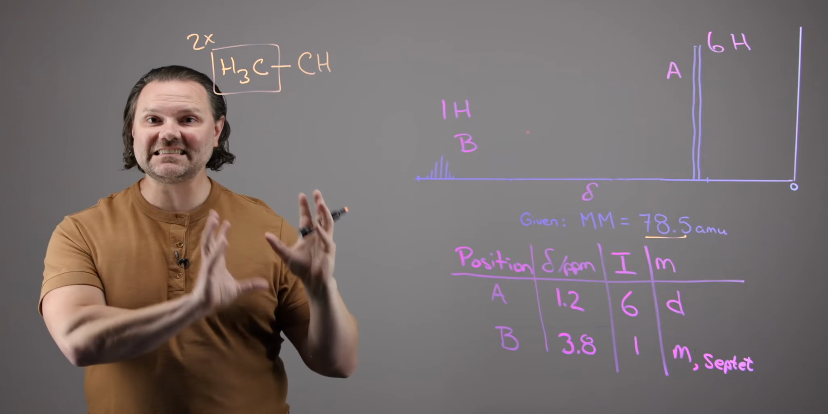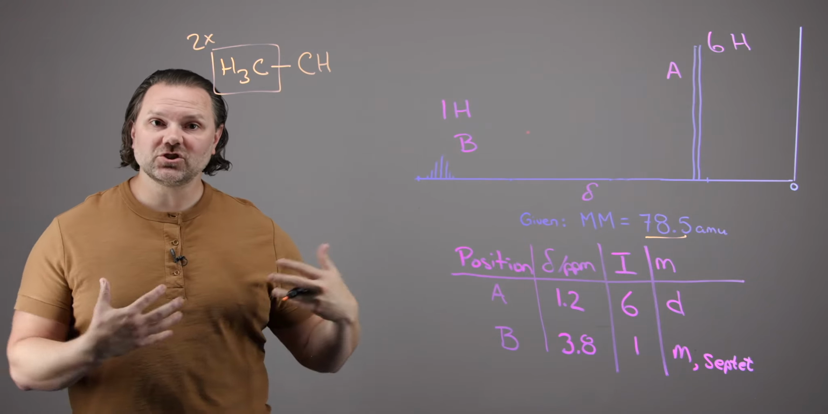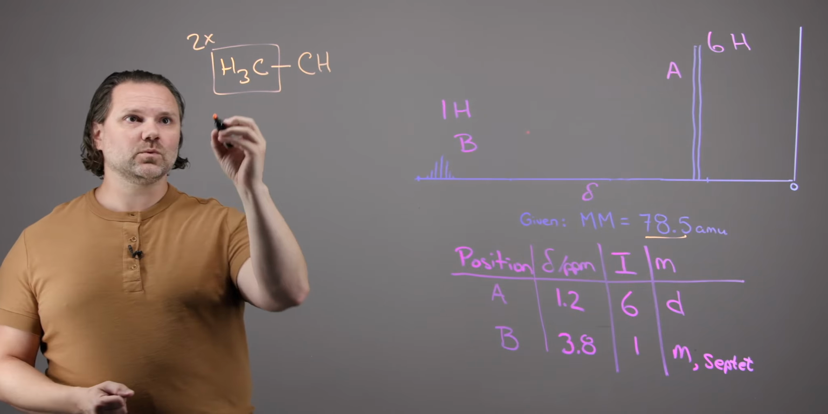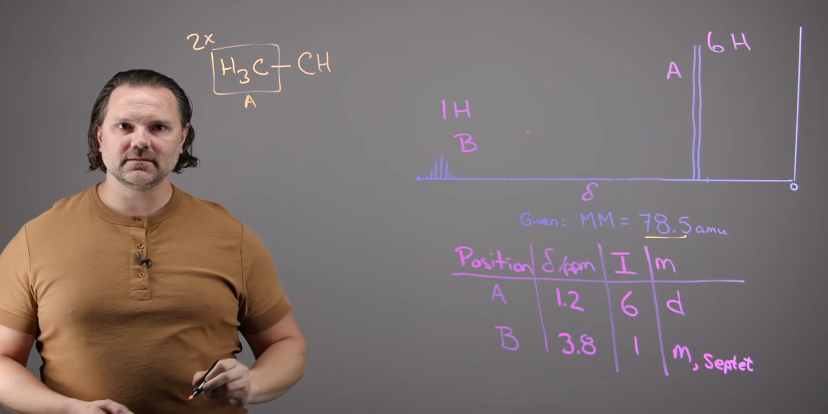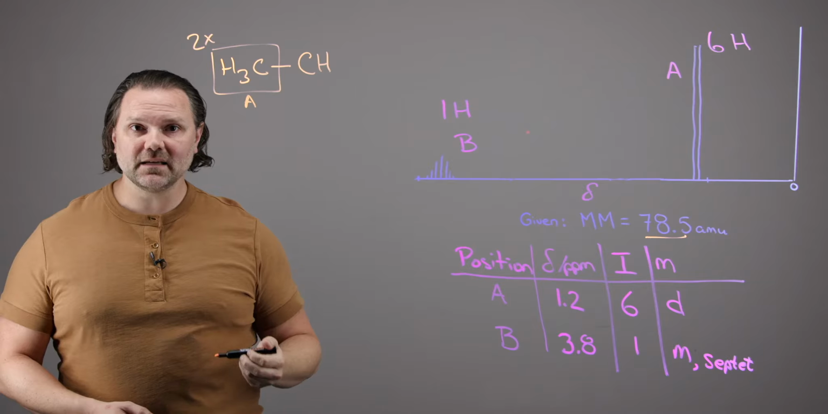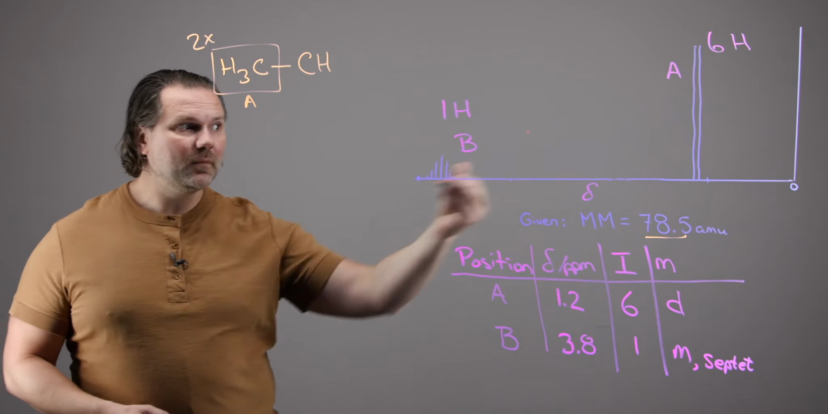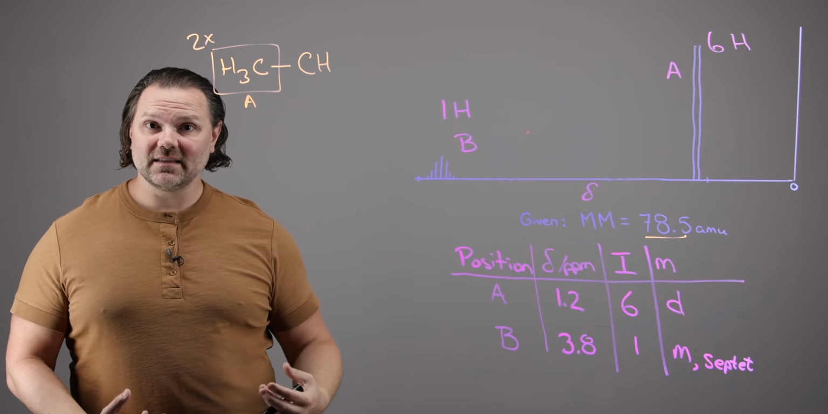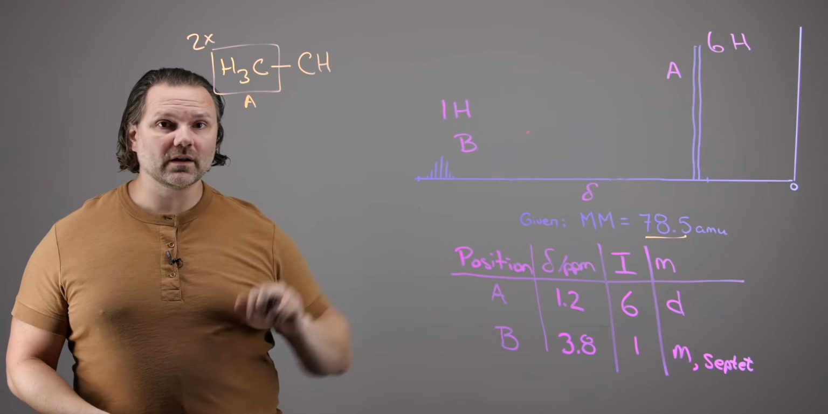And they have to be identical, otherwise they would show up as separate signals. Okay, that's what A is. Now, A has to be split by this neighbor. Well, how many other protons are there? How many other environments are there in this molecule? There's only one other environment.